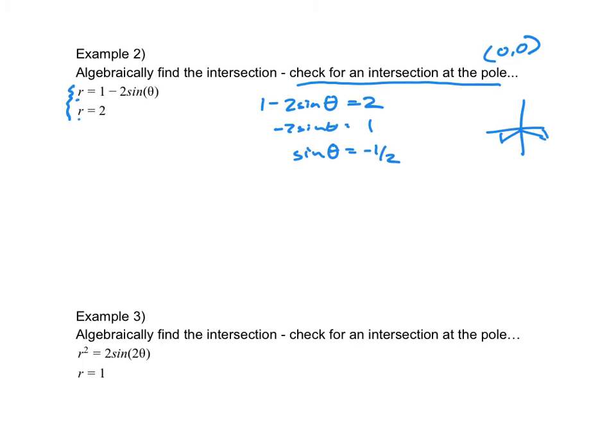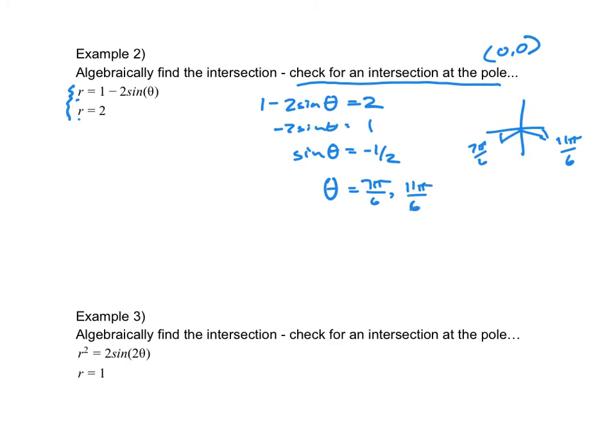Looks like to me at 7 pi over 6 and 11 pi over 6. If we keep going, we could have additional coterminal angles there, but we're going to go with 0 to 2 pi. And those are our theta values. So I'll say theta equals 7 pi over 6 and theta equals 11 pi over 6.